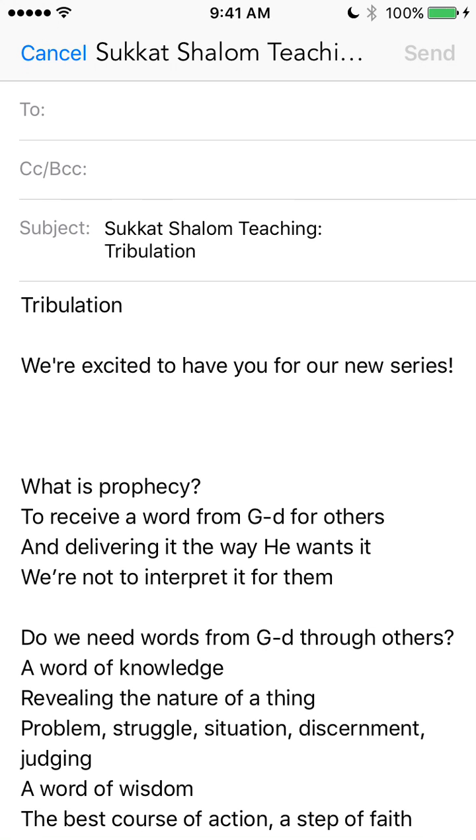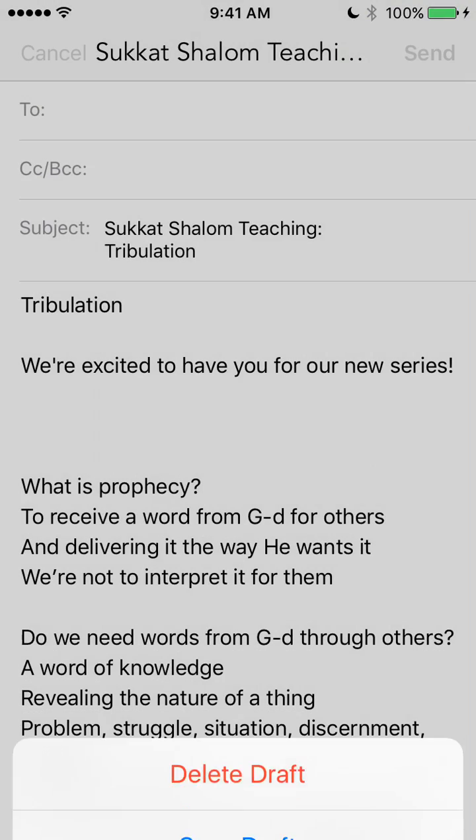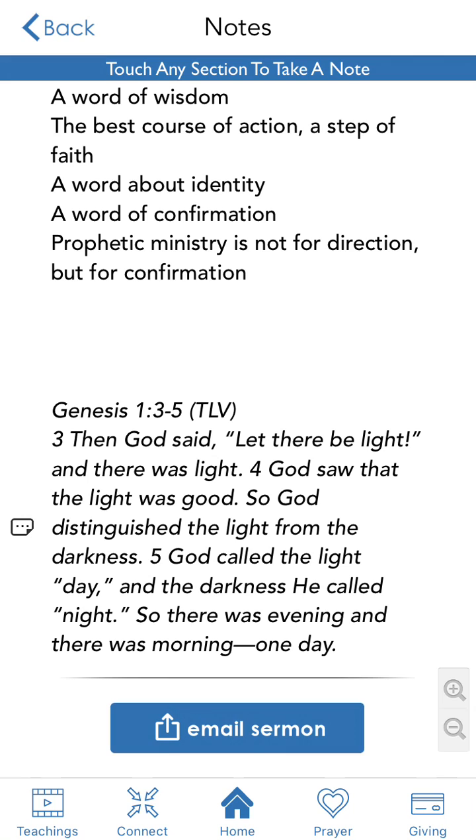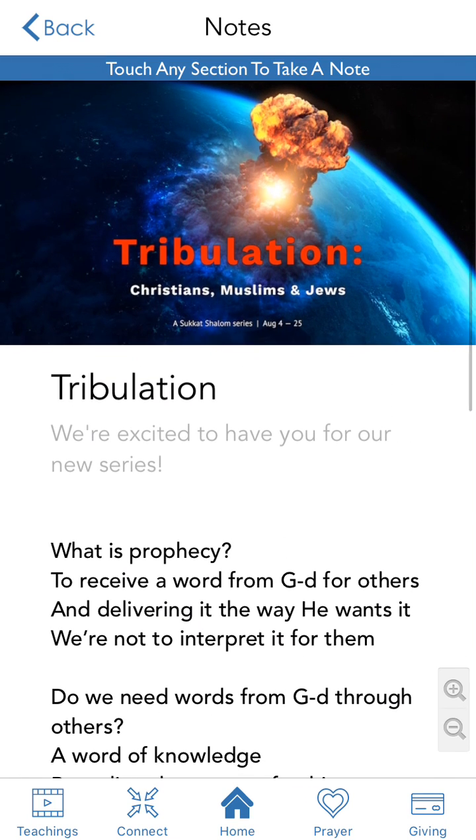So I'm going to go ahead and press the cancel button in the top left corner because I don't want to send this email. And then in the bottom right corner, you can see there's a magnifying glass with a plus symbol and a magnifying glass with a minus symbol.